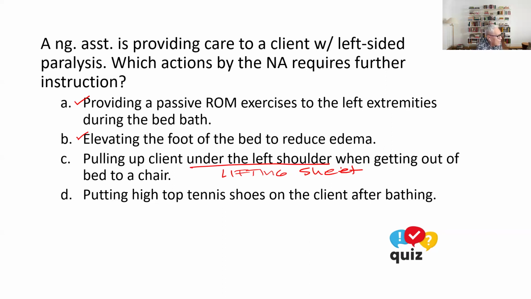Okay? And lastly, letter D, putting high-top tennis shoes on the client after bathing. This prevents foot drop. And so you might have noticed, or I don't know if you've ever been to a neuro floor, but usually when we have neurological patients who are not able to move very well or have paralysis as one of the problems, we usually apply tennis shoes in order to prevent them from having foot drops. So the one that is going to be concerning over here is letter C. Okay.